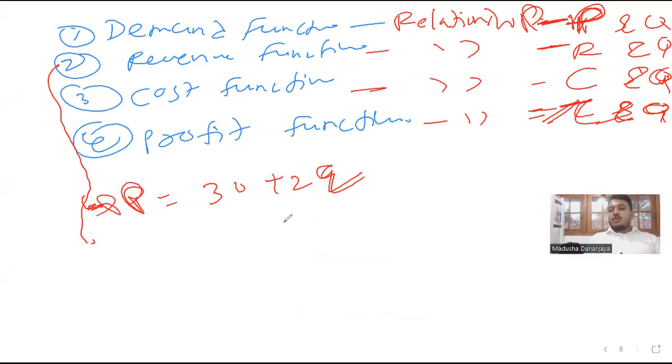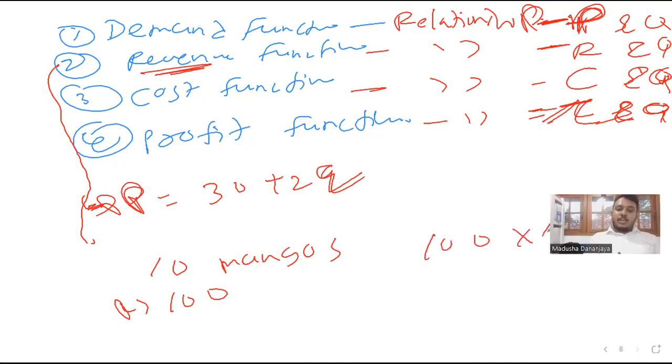Now what is meant by revenue, guys? What is meant by revenue? Now just imagine you have 10 mangoes with you and the price of one mango is 100 rupees. If you sell all these 10 mangoes, what will be your revenue or income? 100 into 10, no? 100 means price, 10 is the quantity.